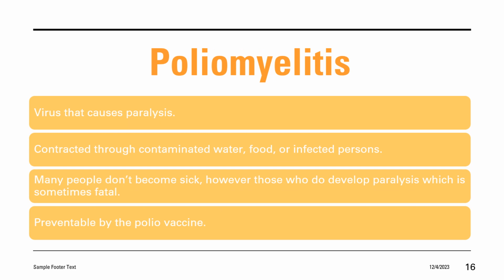So next we'll talk about poliomyelitis. This virus actually causes paralysis. It's contracted through contaminated water, food, or an infected person. Many people don't become sick with poliomyelitis. However, those who do develop paralysis, and that sometimes can be fatal. It's preventable by the polio vaccine.